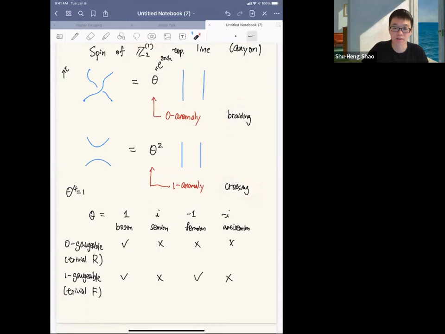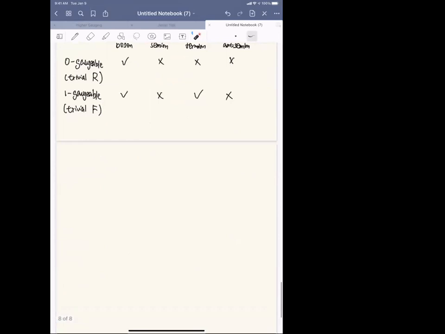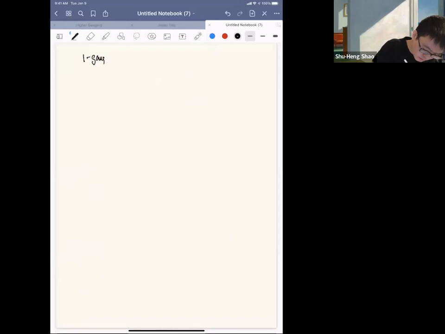For it to be zero gaugeable, you want the R symbol to be trivial, and that necessarily will imply the F symbols are also trivial. For one gaugeability, you don't care about R, and you only demand the F symbols to be trivial. This is the F, this is the R. Okay, so from this point on, I will only focus on one gaugeable Z2 1-form symmetry. And that means my theta, the spin, is either one or minus one. It's either a boson line or a fermion line.